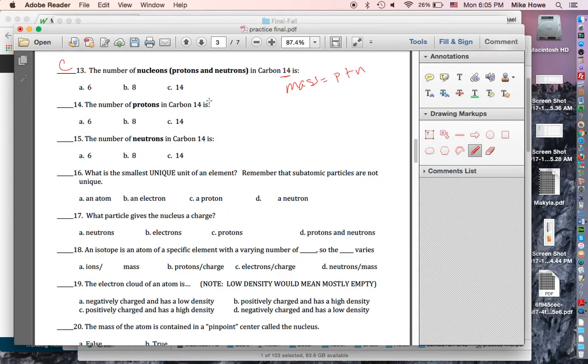The number of protons in carbon 14. Well, carbon on your periodic table has an atomic number of 6. I'm going to trust you to look for that. That's 6 on the periodic table, and that's the number of protons. So the answer is A.